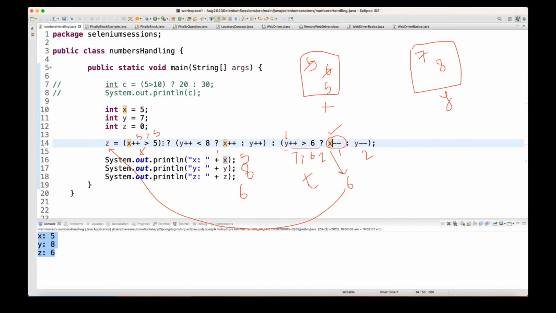So remember, it depends on this particular condition. If this condition is false, it will go to part number 2. And again, part number 2 has another condition and has two parts, part 1 and part 2. If this condition is satisfied, then it will go to part 1, and whatever output comes will be given to z like that. Okay, I hope this is clear. So the final output will be 5, 8, and 6.